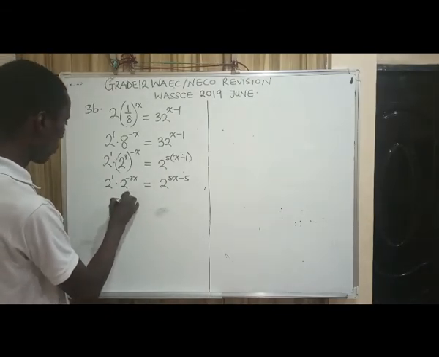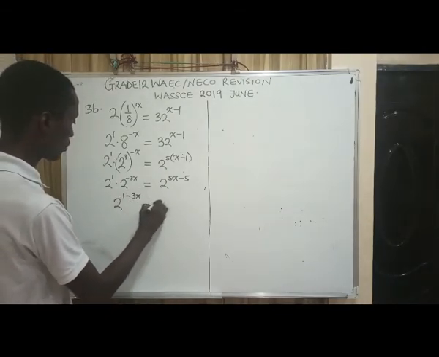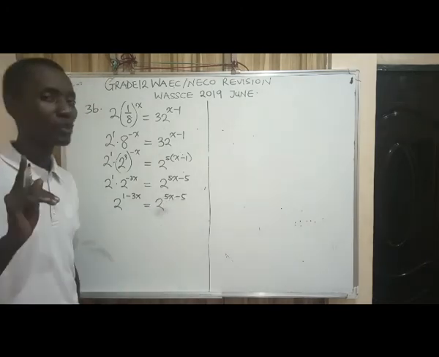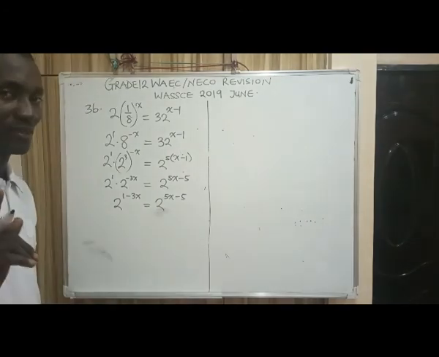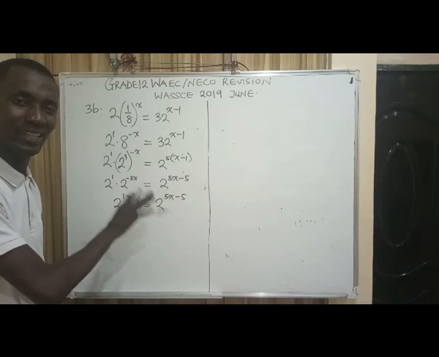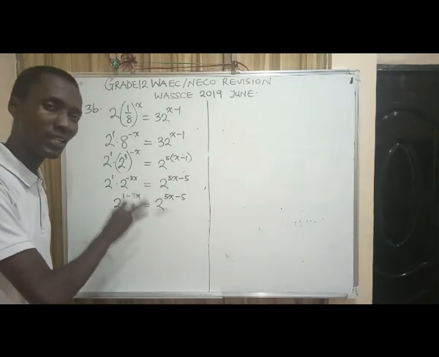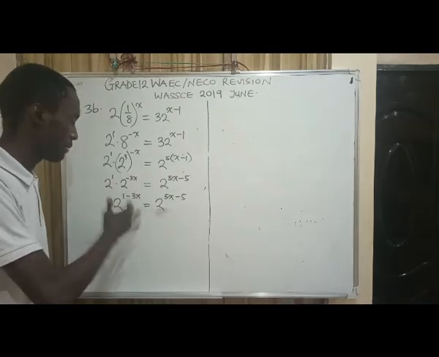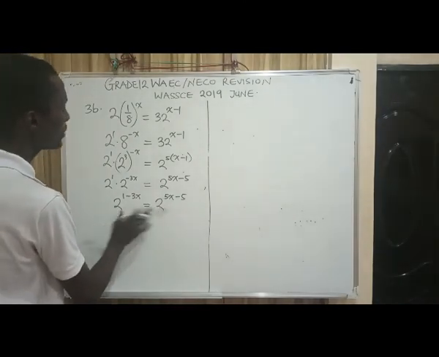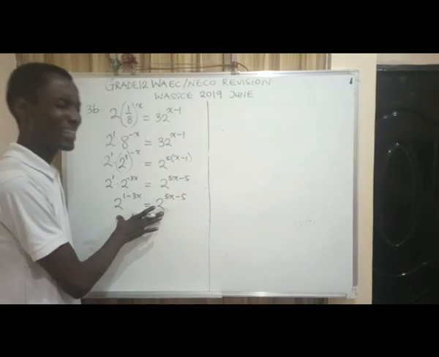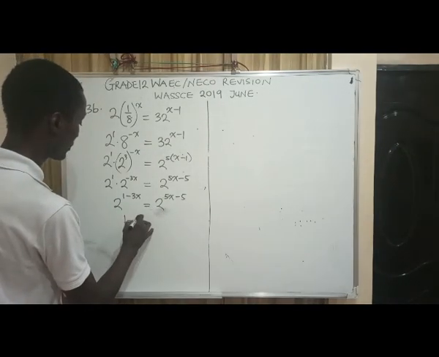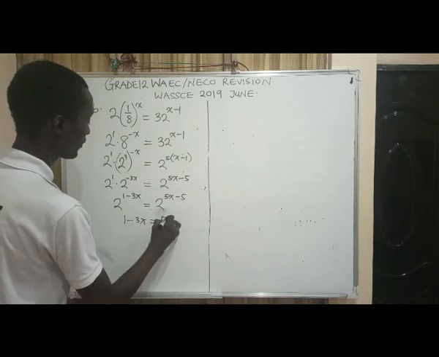Now this will be 2 raised to the power of 1 minus 3x equal to 2 raised to the power of 5x minus 5. Please notice that I have not tried to rush. These are questions that can throw your balance in an examination hall. So try to take them little by little so that you don't make mistakes. Now, if the bases are the same, their indices must be the same. So this will be 1 minus 3x equal to 5x minus 5.